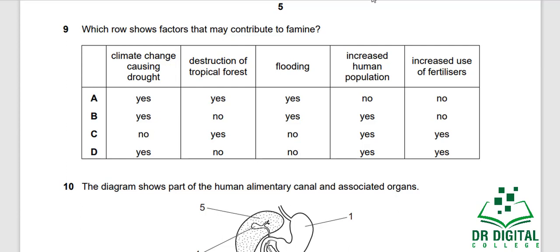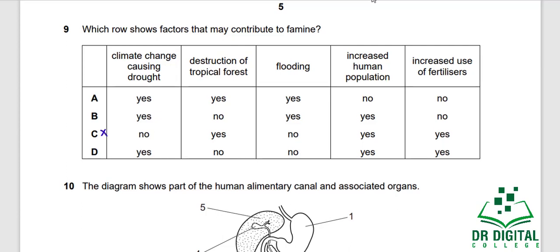In question 9, which row shows factors that may contribute to the famine? Okay, it is climate change causing the drought. Yes, if in some area the drought is there, production of the food will be less than its consumption. So C is wrong because it is saying that it cannot contribute to the famine. Destruction of the tropical forests. Yes, destruction of the tropical forest can lead to famine because this is part of our food. So for B it is wrong.